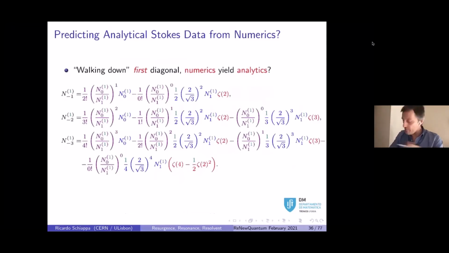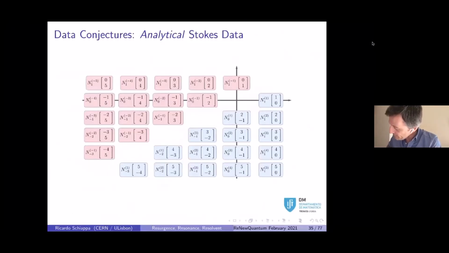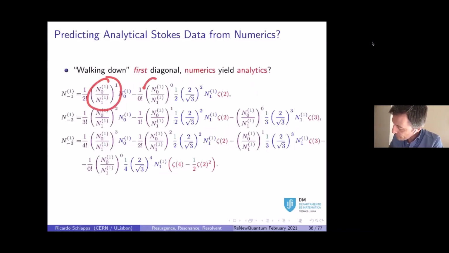So if we walk down the first diagonal, let's say this is the first diagonal. If we know these first two guys, then we can predict all these guys. So you see, there's the ratio of those first two guys that's appearing there, and they also appear there and there. And then we can go down the main diagonal.